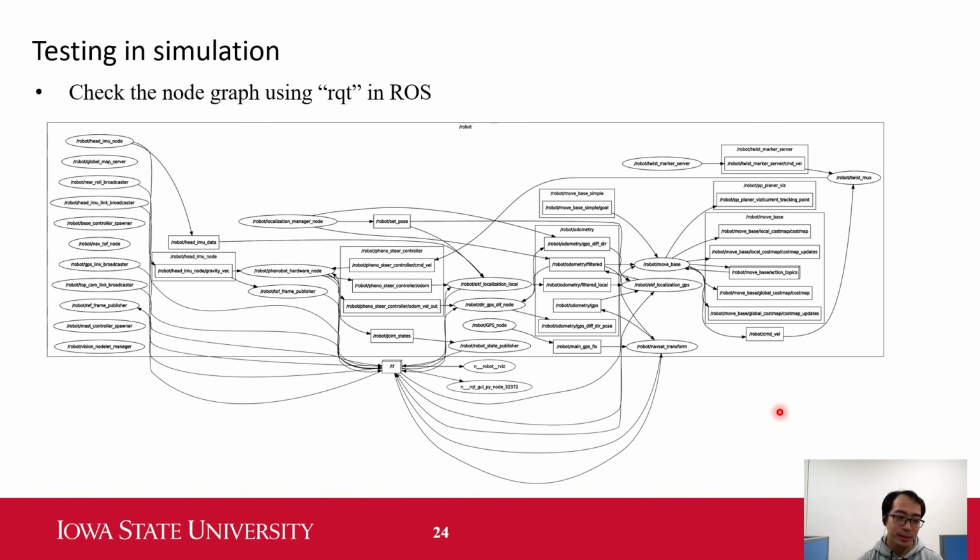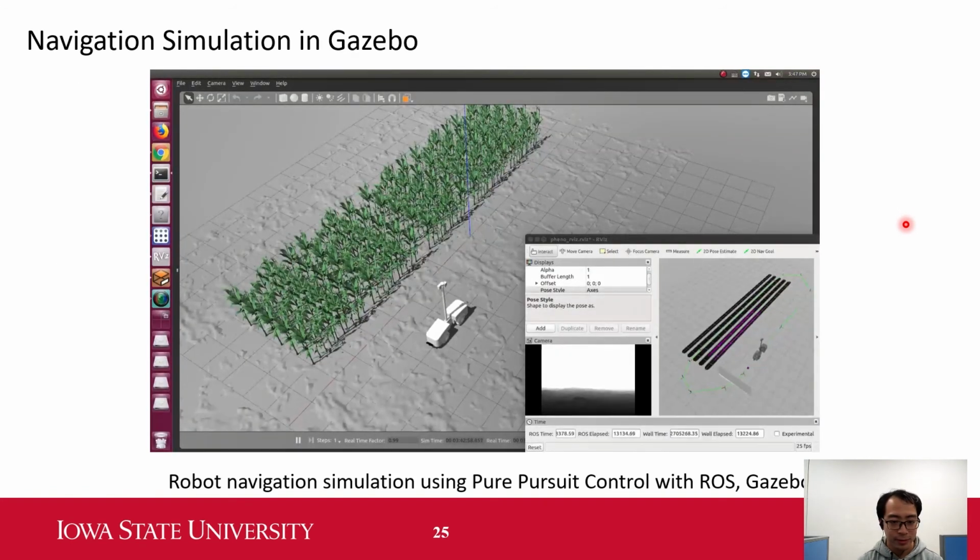So after developing these navigation modules, we come to simulation and test it. First we use a diagnostic tool like RQT in ROS to verify that the nodes we built are connected correctly as we expected. After checking this, we can run the simulation in Gazebo. This simulation uses pure pursuit control and follows a predefined path.